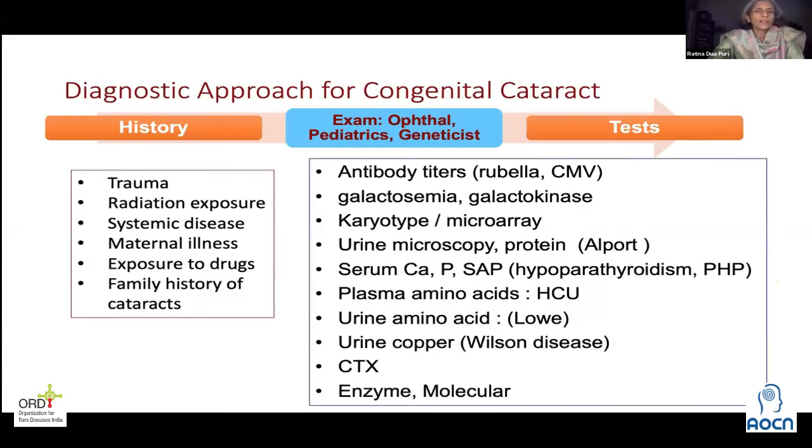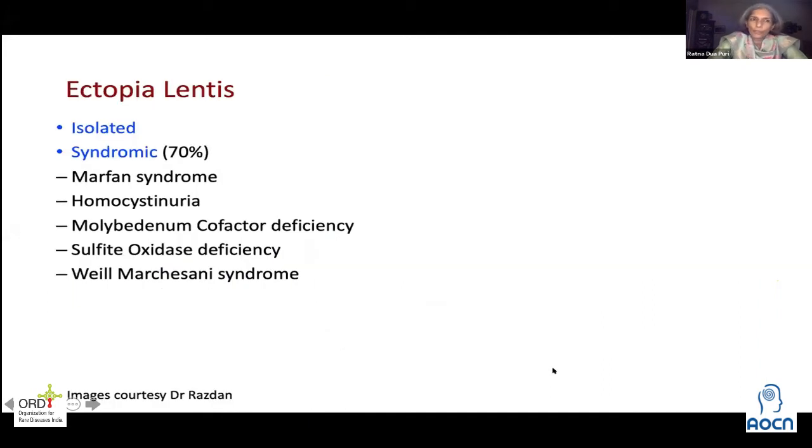So we have a diagnostic approach for cataract, where in addition to the genetic causes, you have to look for other non-inherited causes of cataract, but evaluate for galactosemia. If there is dysmorphism, it might be a part of a chromosomal disorder. Do a urine test for Lowe syndrome, for Alport, look at the electrolytes, look at the urine amino acids, the plasma amino acids, CTX, and an enzyme and a molecular diagnosis.